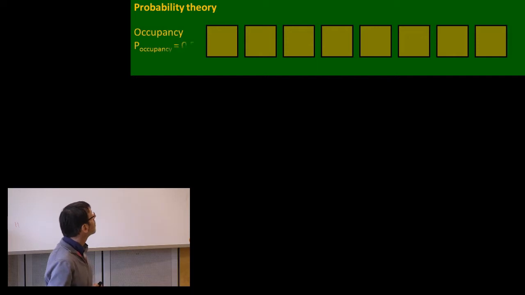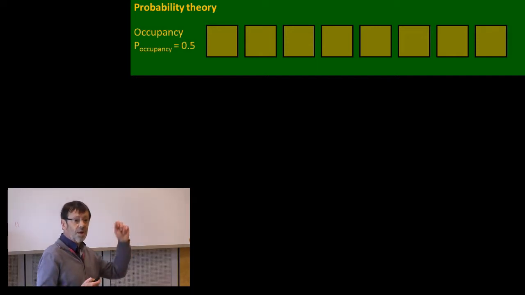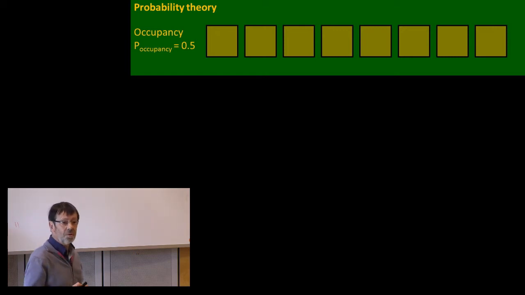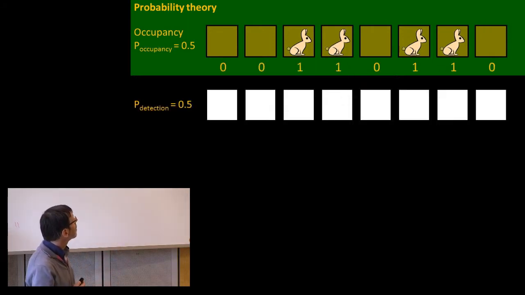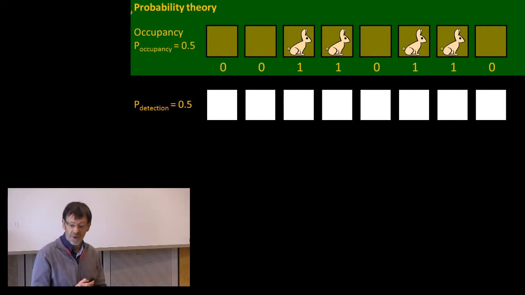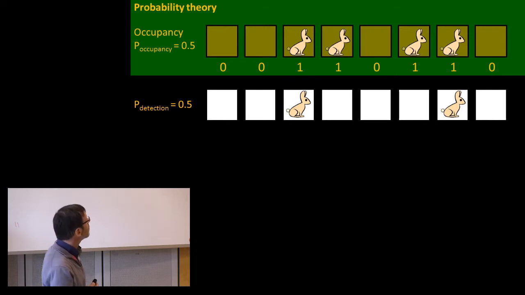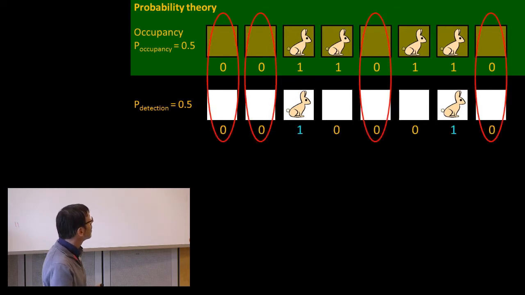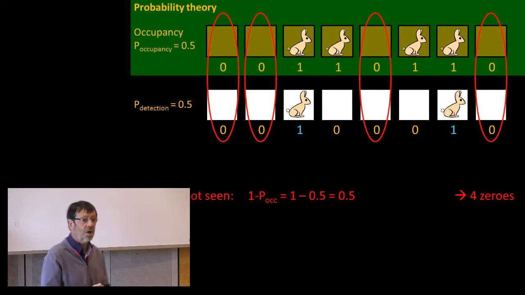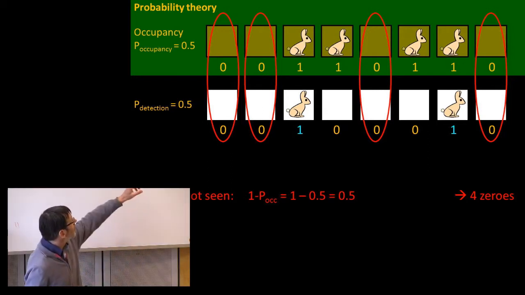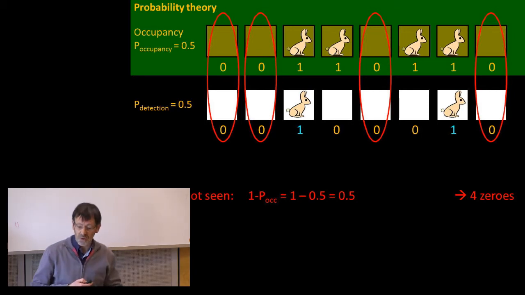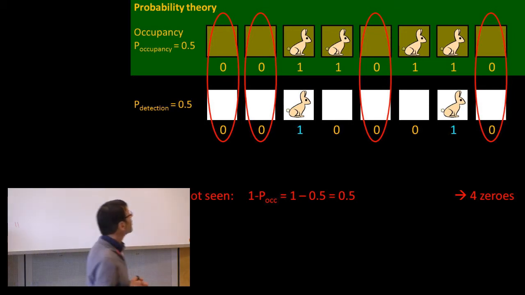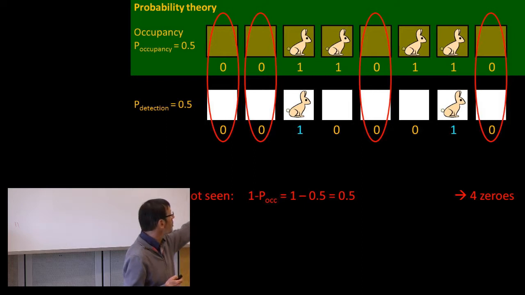Yeah, there he goes. Now, a little probability theory. Let's suppose we have an occupancy probability of 0.5. So we are just putting in some rabbits, and then we have detection also 0.5, meaning that in 2 of those occupied sites we have seen a rabbit. What's interesting is that there are all sorts of combinations of zeros and ones. So here there are some sites where the species is absent and of course cannot be seen because it's not there.